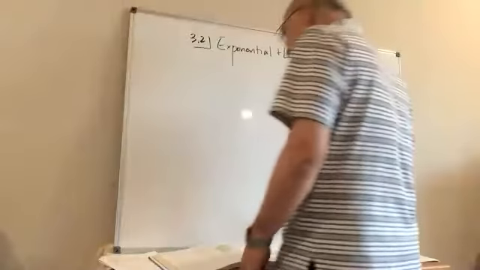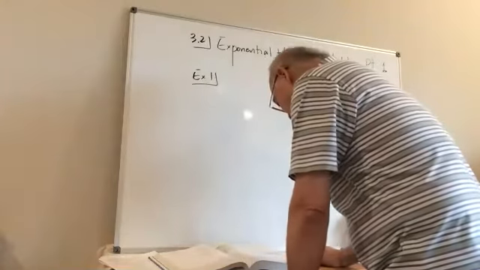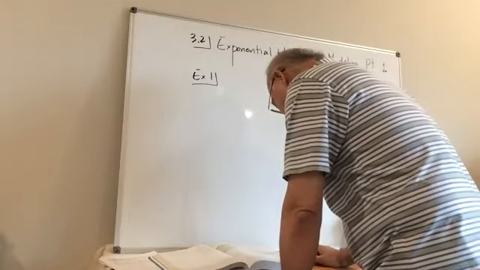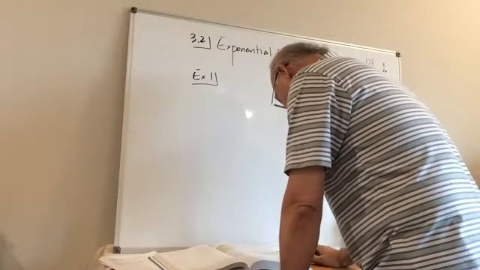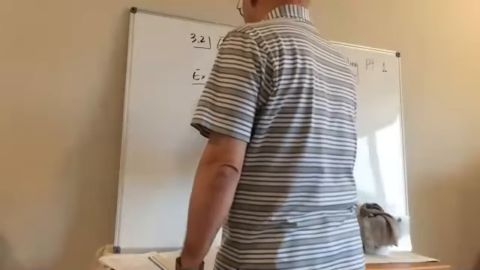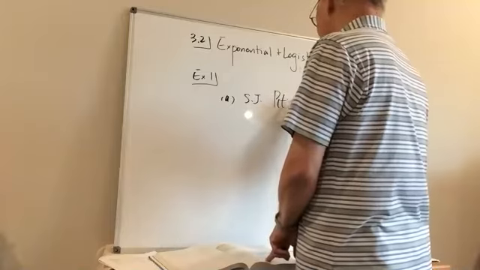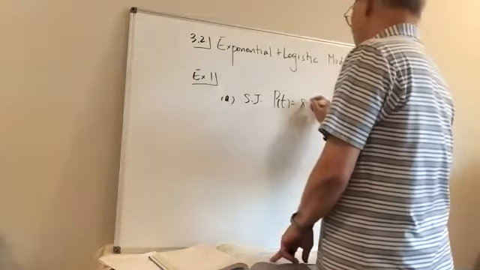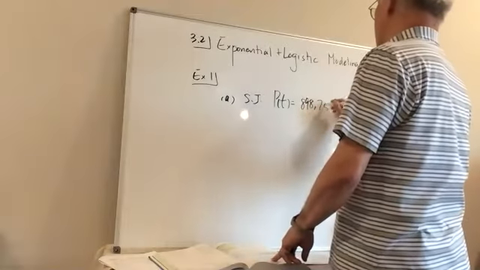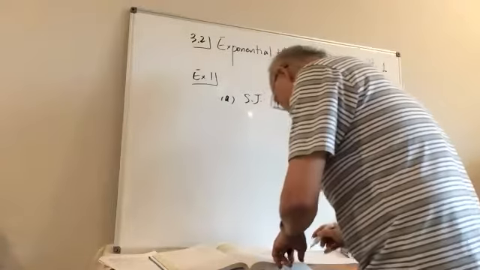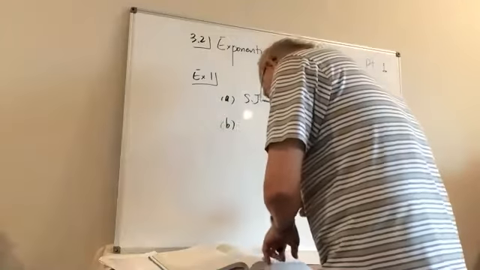All right, example number 1. Tell whether the population model is an exponential growth function or an exponential decay function. Find the constant percentage rate of growth or decay. I have the population of San Jose: population at time t is equal to 759 times 1.064 to the t. And in B, you have Detroit.